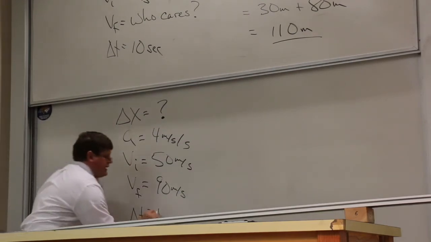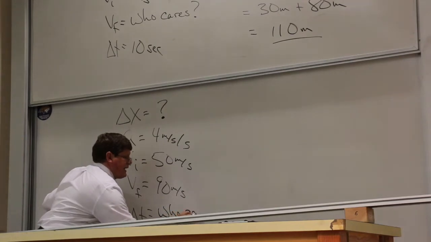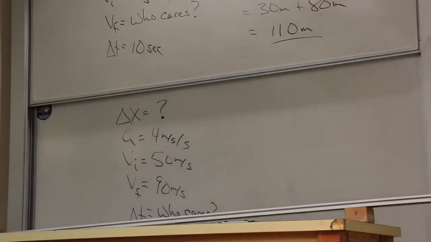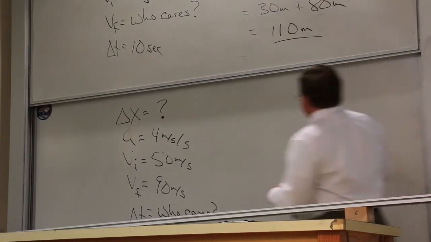That makes delta t the who cares. So I go to the equation that doesn't have delta t in it. And that's this one here. Now, this chart's not going to be on the front page of the exam, but you can look at this and say, oh, there's delta t, there's delta t, there's delta t. This is the one without delta t. So I plug into that equation.